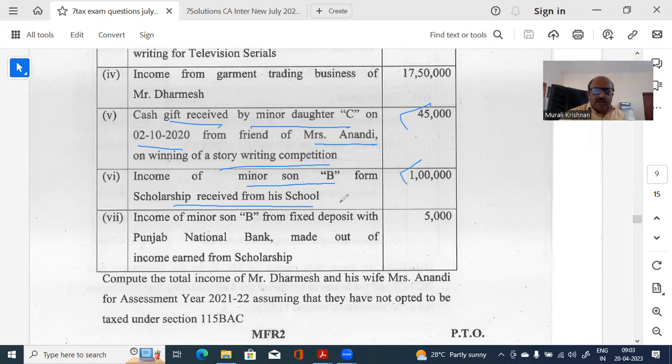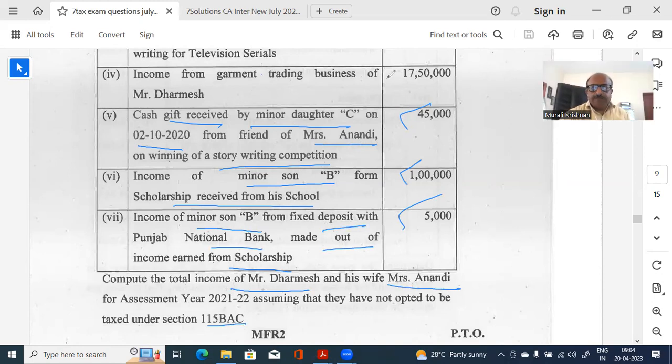So these are all only clubbing issues. It's all relating to the minor, whether it will be clubbed or not. Minor son B, from a fixed deposit in Punjab National Bank made out of scholarship income, 5,000. In whose hand has it to be clubbed? That is also important. Compute the total income of Dharmesh and Mrs. Anandi is what they're asking. Assuming they have not opted for this.